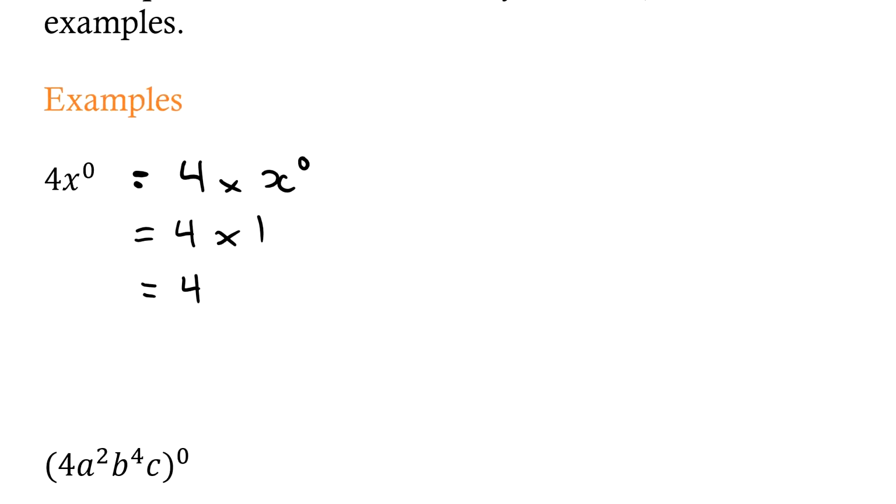So it's important to note there that there were no brackets involved in our expression up here. Hence, it came out as 4 times x to the power of 0, 4 times 1. Only the x was to the power of 0, not the 4.